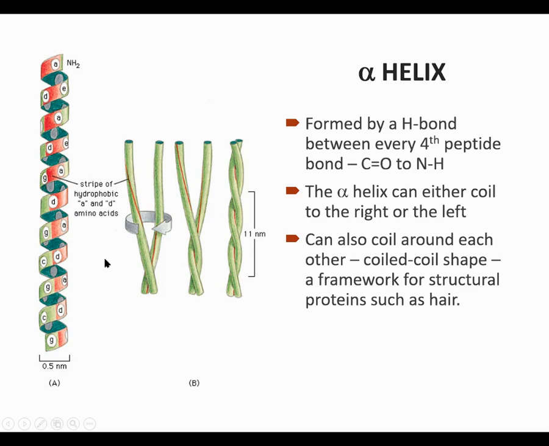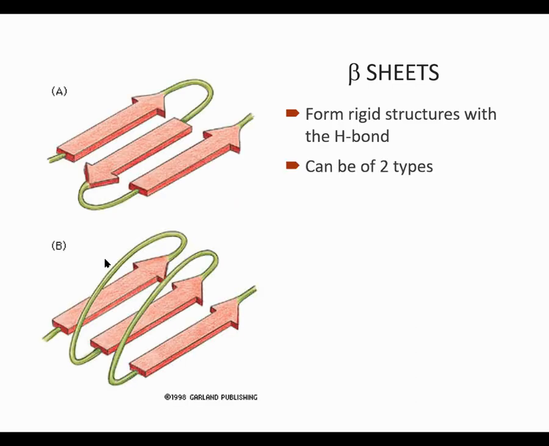Okay, now the second one is the beta sheets. Okay, now the beta sheets form rigid structures with hydrogen bonds. Now there are two types of beta sheets. This is the anti-parallel. Okay, and the parallel. Now, when you say anti-parallel, it runs in the opposite direction of its neighbors.